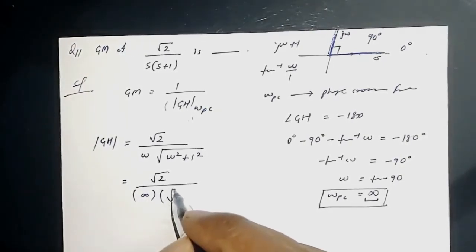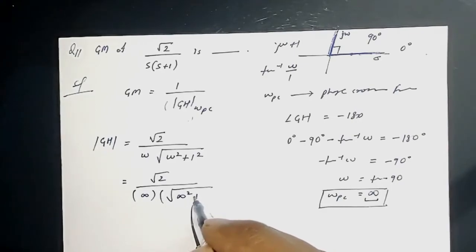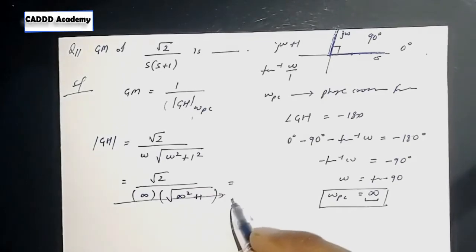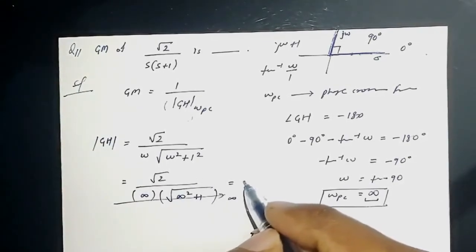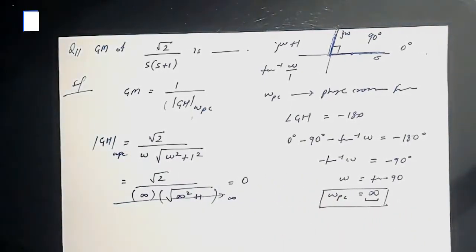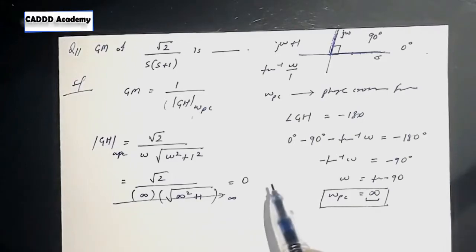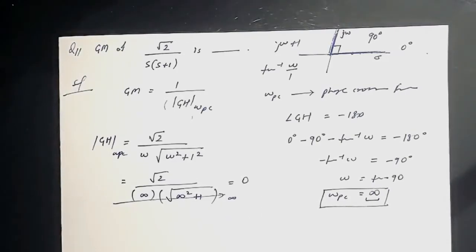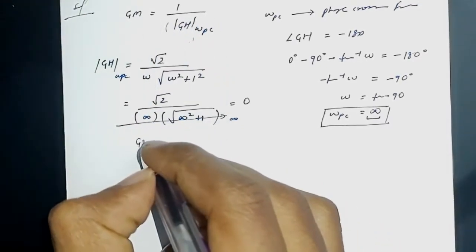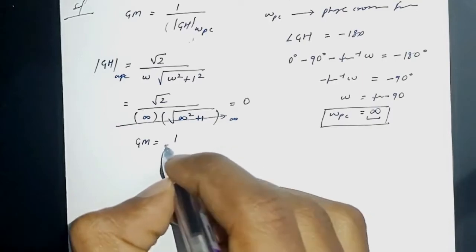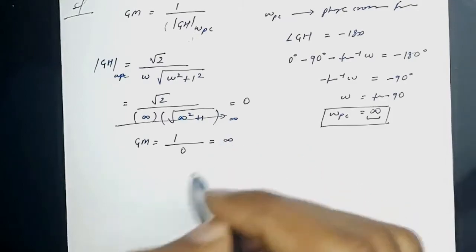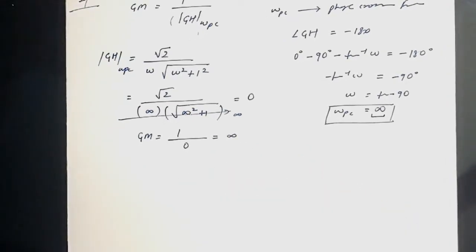and infinity is square plus 1. So this whole term is gonna be infinity, and the magnitude at omega pc will be equal to 0. So anything divided by infinity is equal to 0. Now we have gotten the value of this denominator term. We'll get the gain margin, that is 1 divided by this denominator term, which is equal to 0. So the gain margin of this system is infinity.